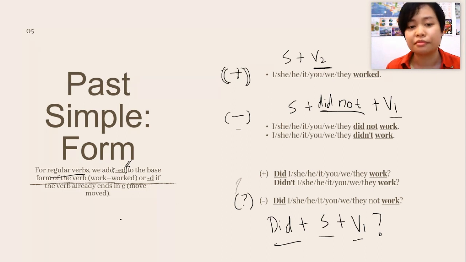So example is from work, it becomes worked. Or add d if the verb already ends in e. For move, we add d here.